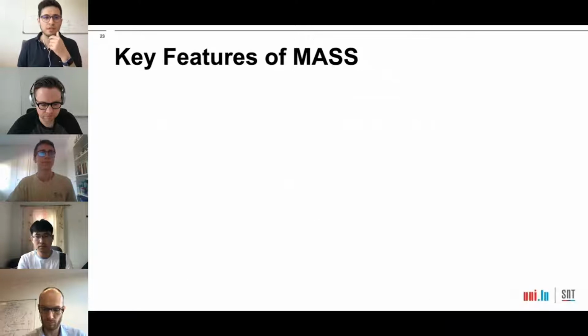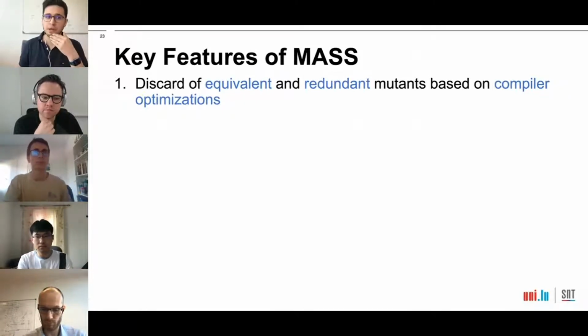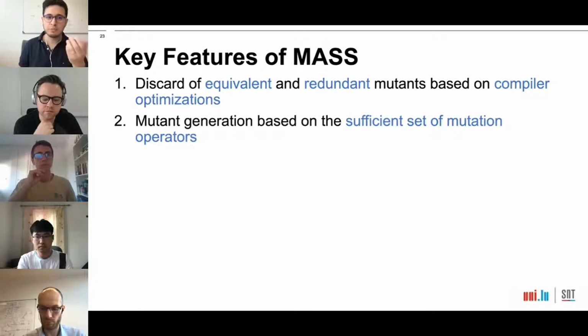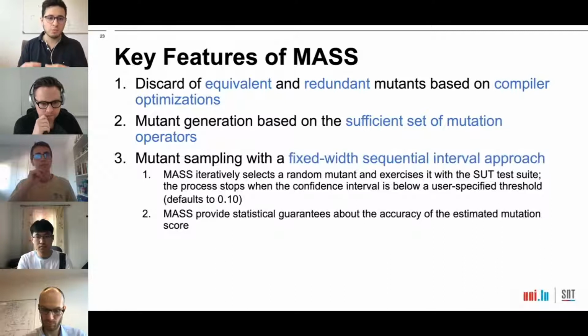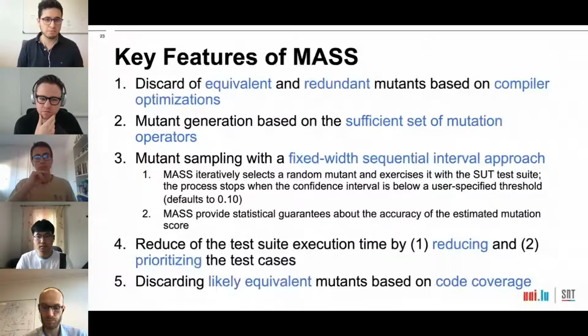So to recap the key features of MAS, we have integrated the discarding of equivalent and redundant mutants based on compiler optimizations. We generate mutants based on a sufficient set of mutation operators. We sample the mutants with FSCI, and we provide statistical guarantees about the accuracy of the estimated mutation score. We further reduce the test suite execution time by reducing and prioritizing the test cases. And we discard unlikely equivalent mutants based on code coverage. All of this to make a pipeline that is scalable and efficient in the context of space cyber-physical systems.